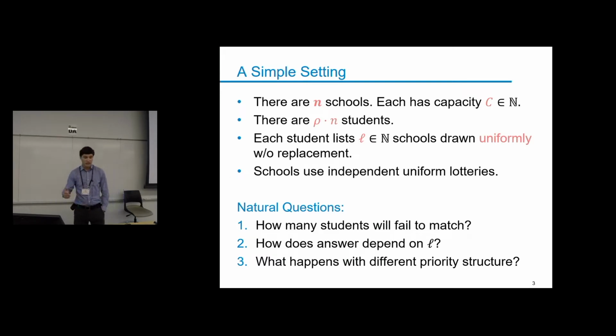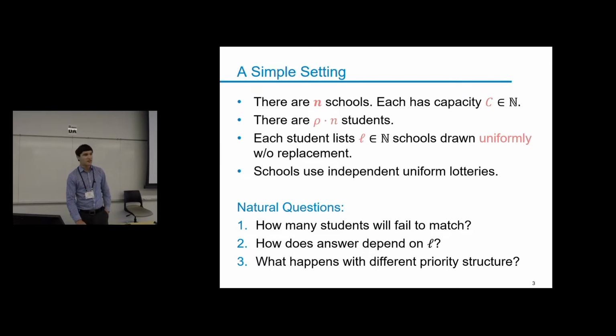And also, I just arbitrarily put up independent lotteries for schools. In practice, we could imagine many ways of determining priorities. So how would the answer to these questions change if we, for example, change the priority structure? I think all of these are very natural theoretical questions. They also have analogous questions in practical contexts.